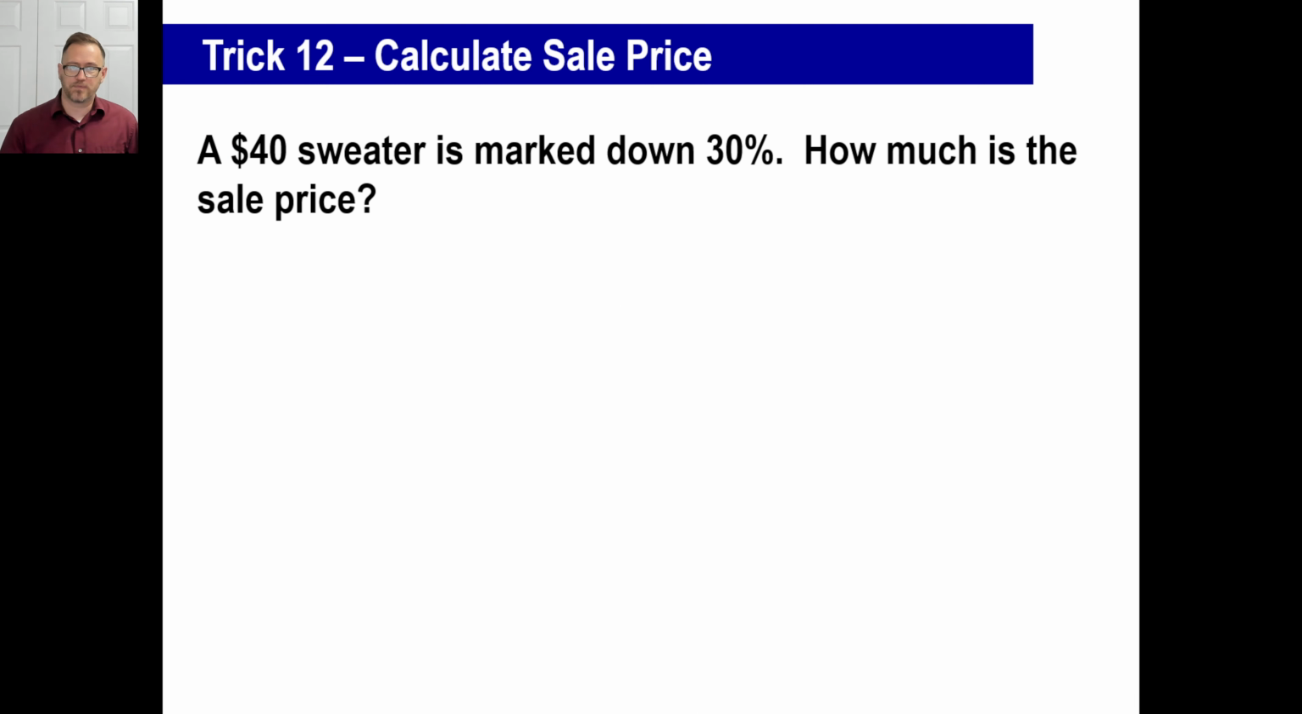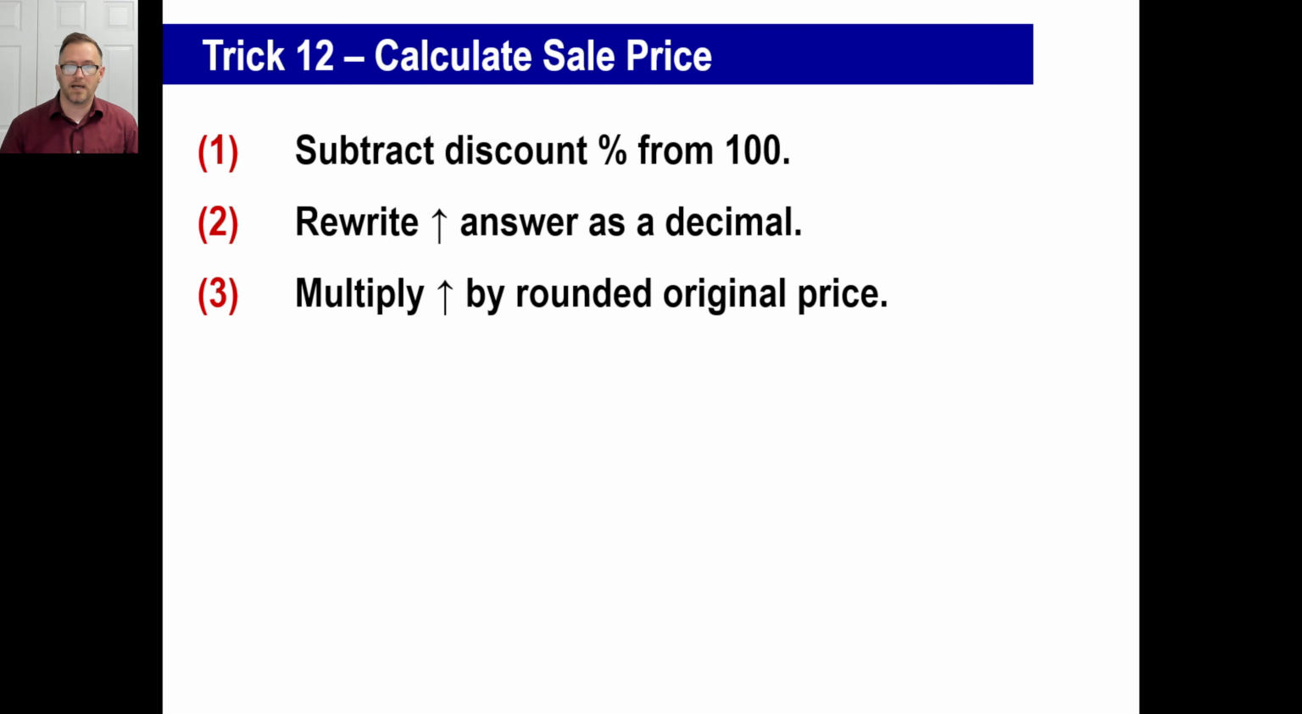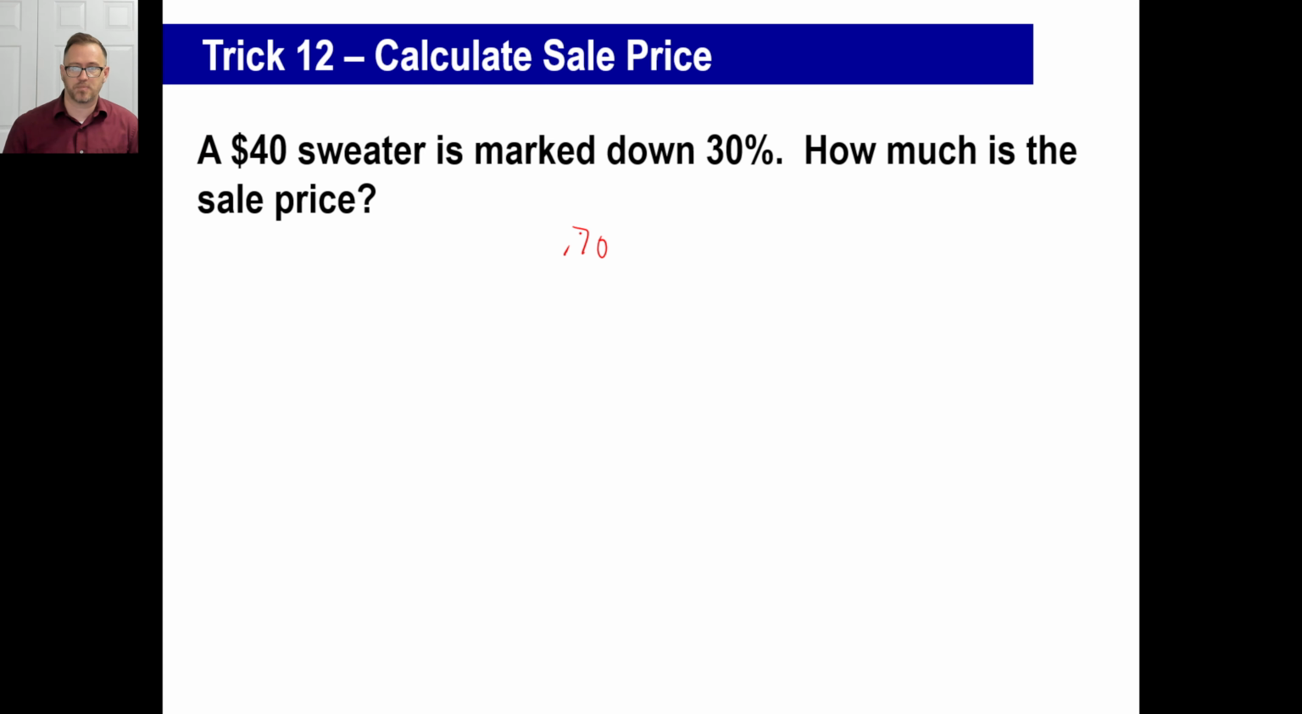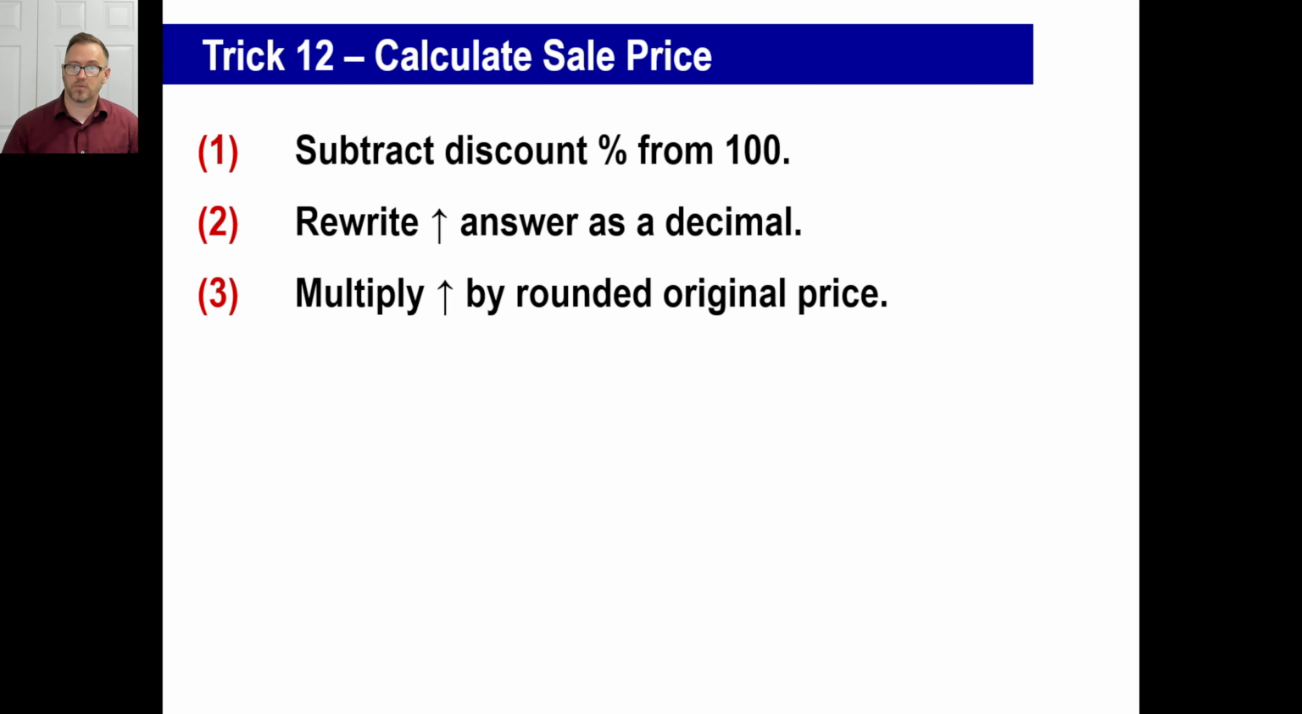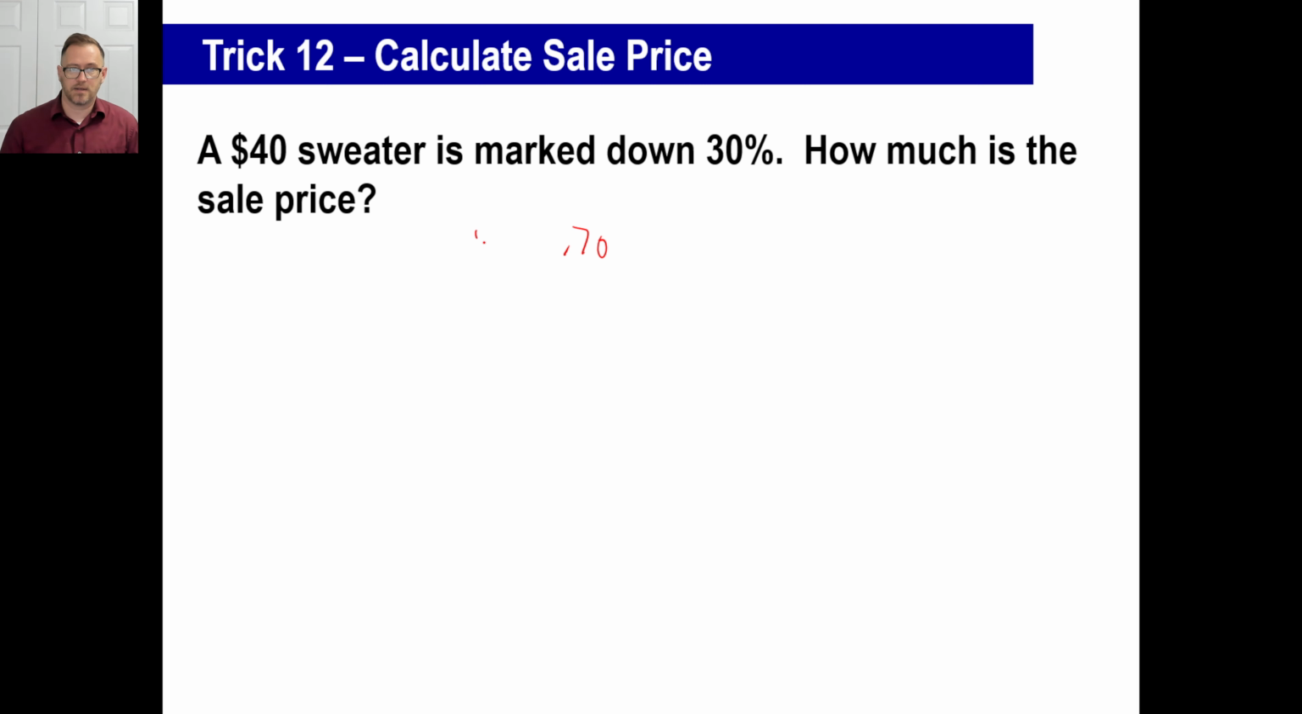A $40 sweater is marked down 30%. How much is the sale price? First, subtract that from 100, so that's 70. That's the percent you are paying. Rewrite that as a decimal: 70% is 0.7. Multiply that by the original price: 40 times 0.7. We don't do this on paper anymore. You should be thinking immediately 4 times 7 is 28, and that's a reasonable price. Now you can use the other trick to find out what tax is going to cost.